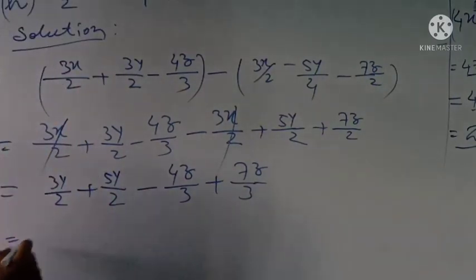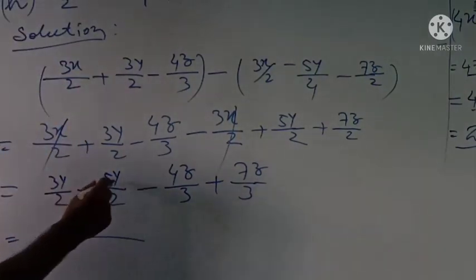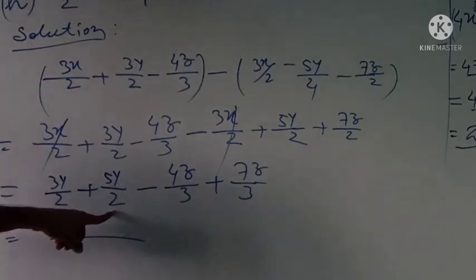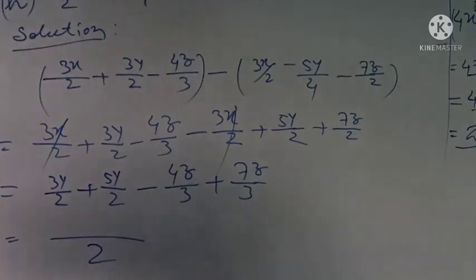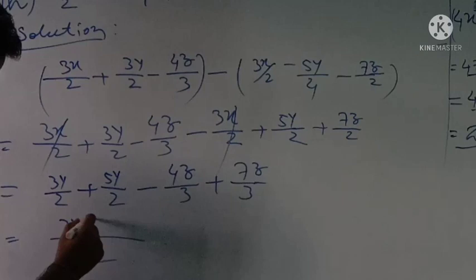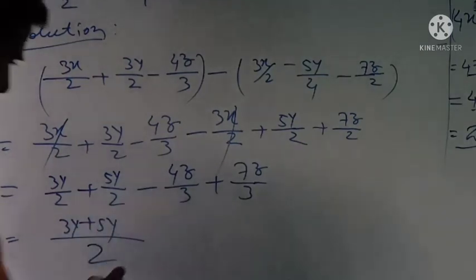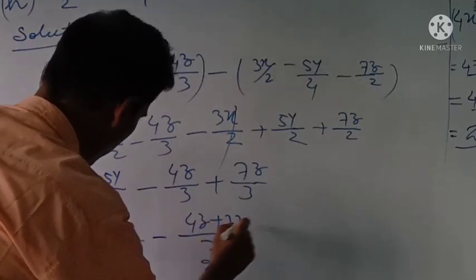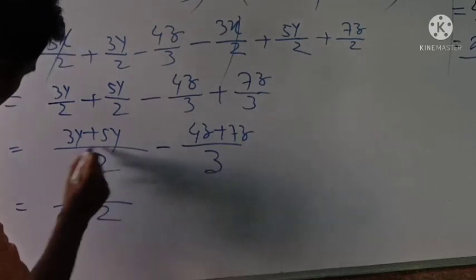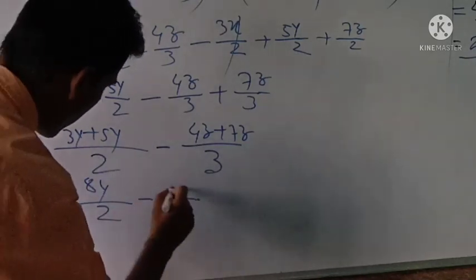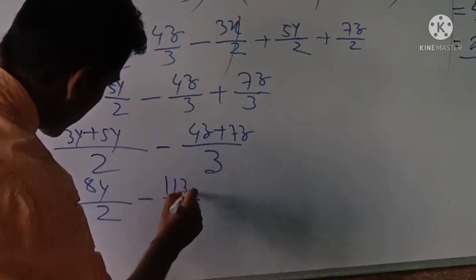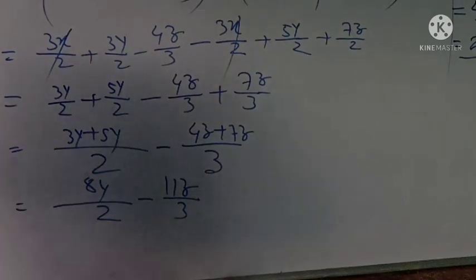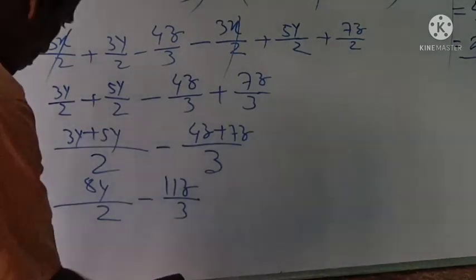Now see, here thrice y by 2 plus 5y by 2, since they are like fractions, in the first fraction also the denominator is 2, in the second fraction also the denominator is 2, just write the denominator 2 and we'll add up thrice y plus 5y. Then minus, here also the same, 3, we'll write 4z plus 7z. Now here 3 plus 5, 8y, minus 4 plus 7, 11z, divided by 3. Okay, this is the solution for this very question.